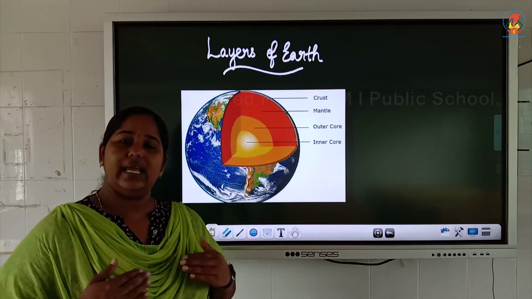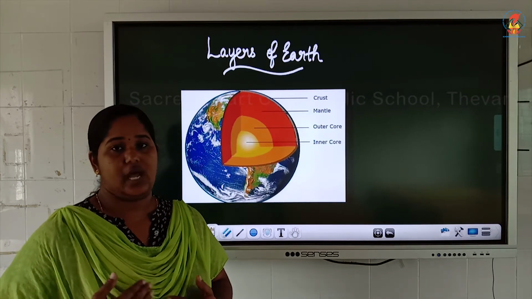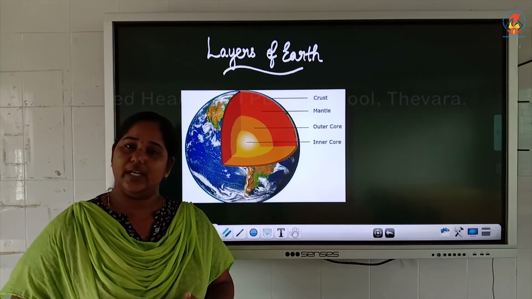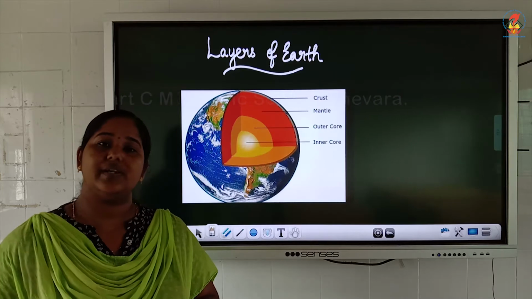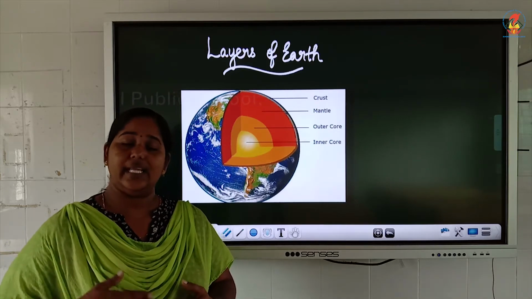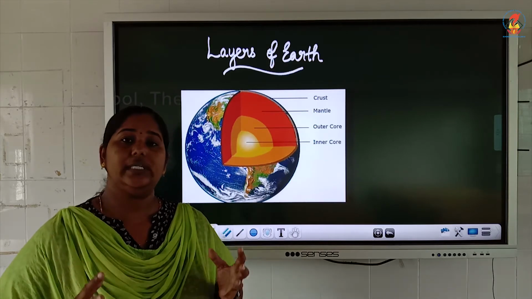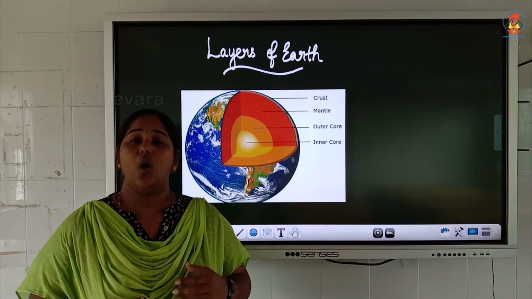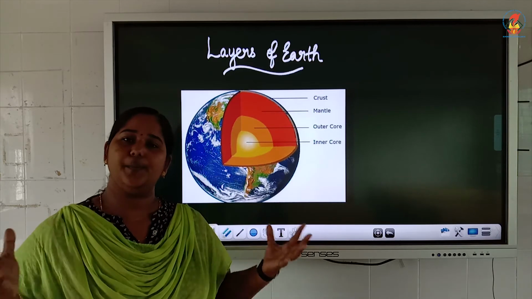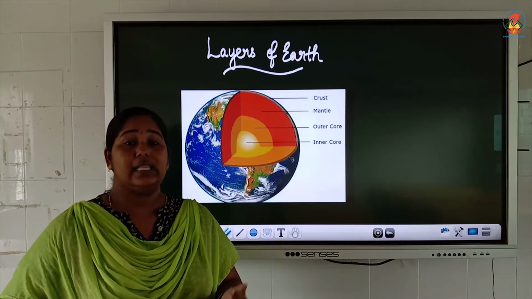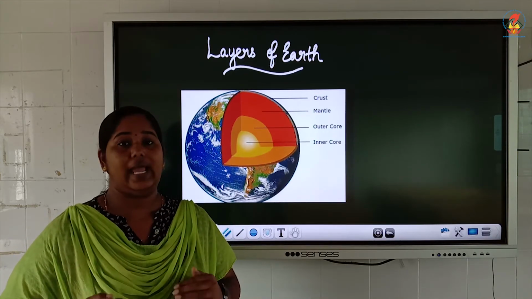So these are the layers of Earth. Crust, which is the outer hard surface. Inside you have mantle, which has rocks, minerals and metals. And deep inside, we have the core, which consists of hot molten liquid. So though the outer portion of Earth is hard, the inner portion is still hot and molten.